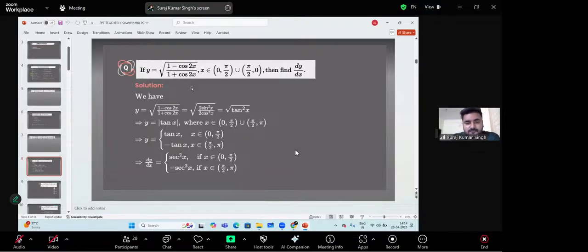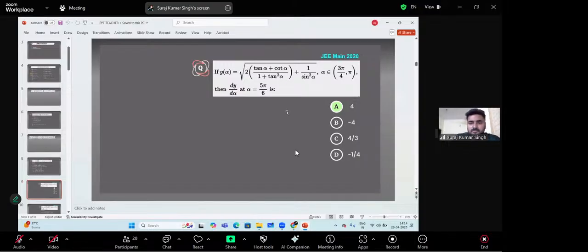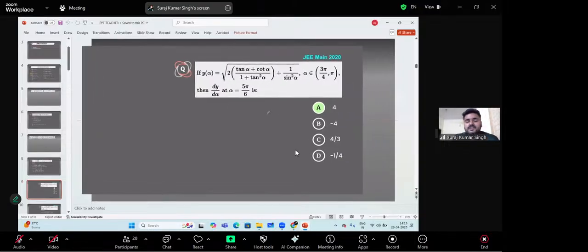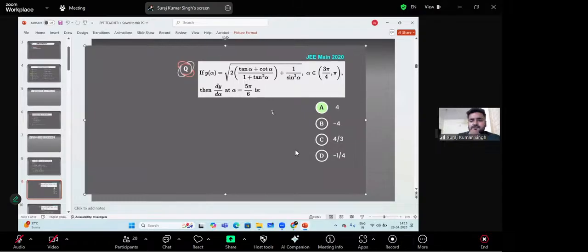Okay, so therefore let's see one question. Here one question came in JEE Main, very difficult looking, but no problem. This is a very easy question. Within 30 to 35 seconds we can do it. What should be our approach?